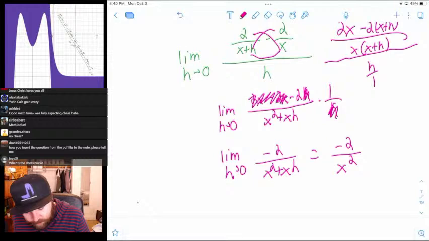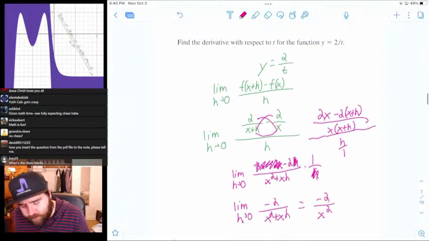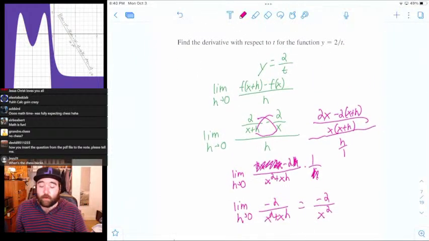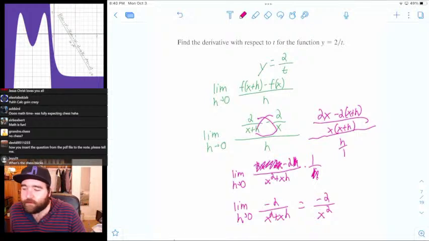And then let's go back up and think about, does that make sense based on the power rule? If you know the power rule, it does. So we're good.